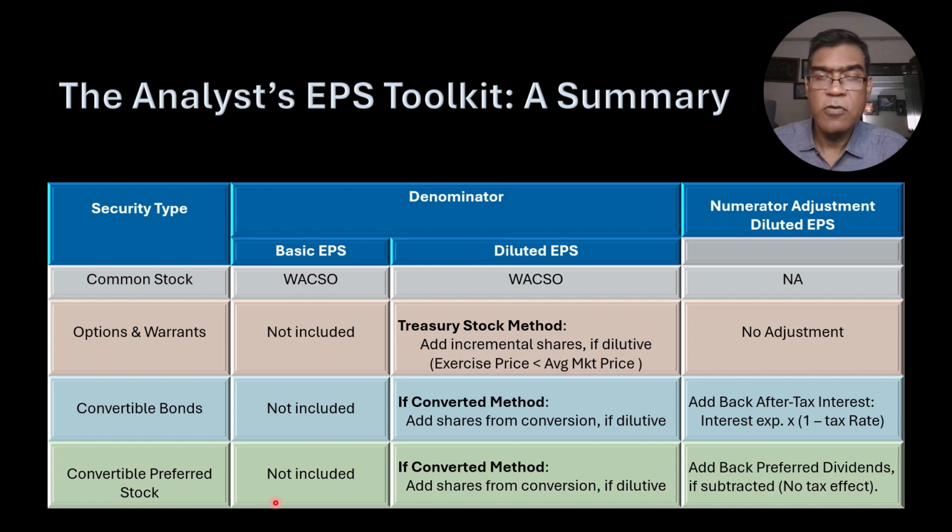Convertible preferred stock is included if the if-converted method is used. Add shares from conversion if diluted. Add back preferred dividend if subtracted earlier. No tax effect over here. So this toolkit helps analysts quickly identify which instrument affects EPS and how to adjust both the numerator and denominator correctly.